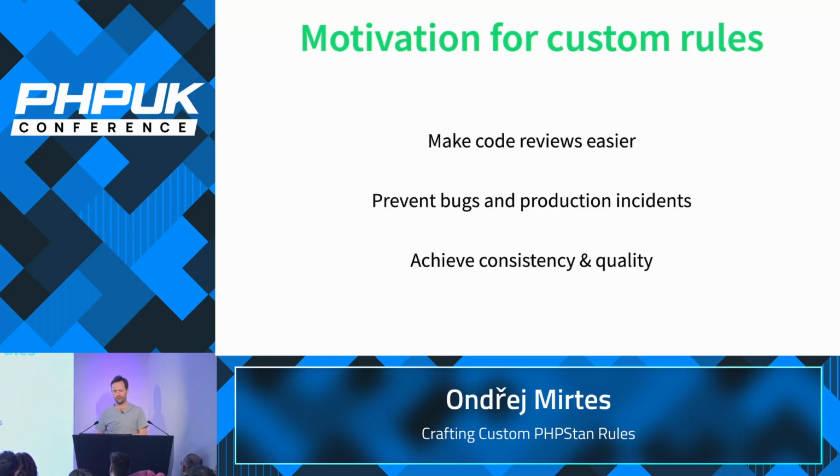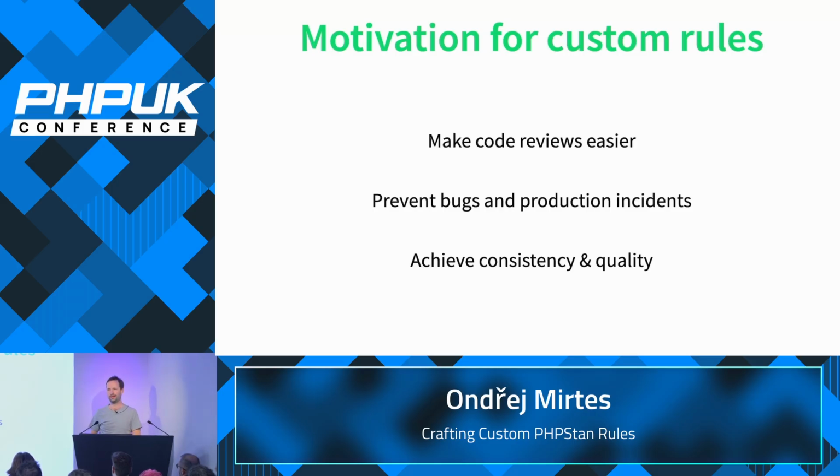And you can also achieve consistency and code quality with custom rules. So usually, if you are using some kind of framework like Symfony, Laravel, or even PHPUnit, there are usually multiple ways to achieve something when you are using the framework. And usually your team is going to prefer one way over the other, and you can write custom rules to actually enforce the best way to achieve something.